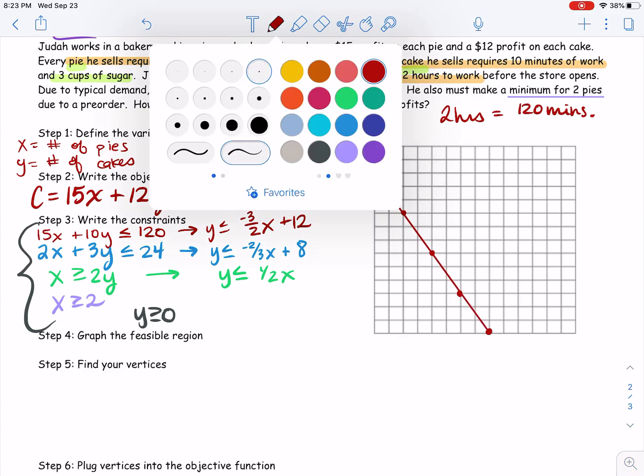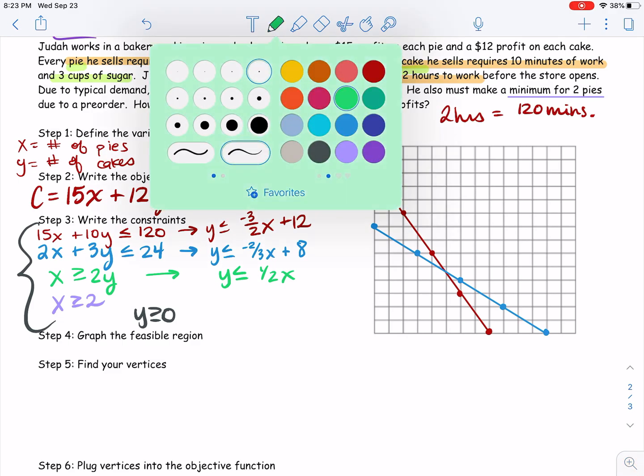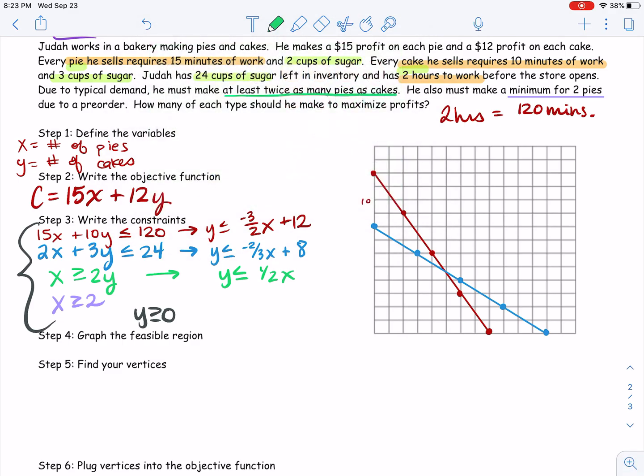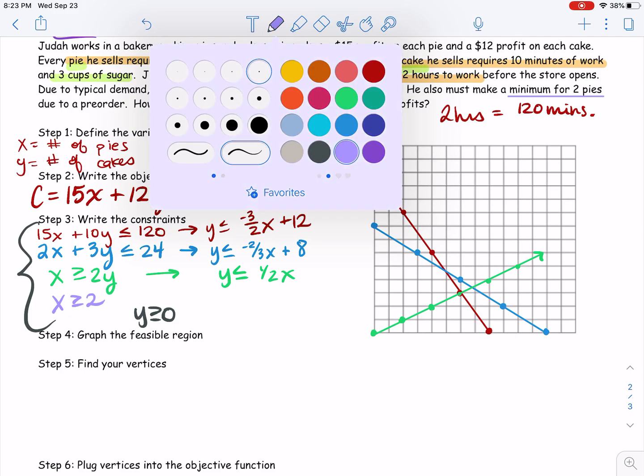Now I go to my next constraint, which was blue. Positive 8, that's here. Negative 2/3 slope. It's also a solid line. Okay. Green line. Y is less than or equal to 1/2 x. 0, positive 1/2. Okay, solid line again. And then the last one is going to be a vertical line.